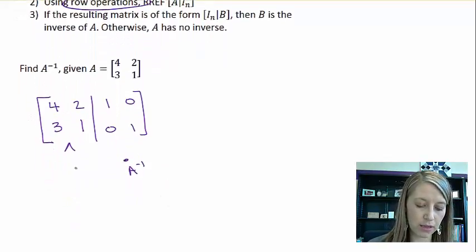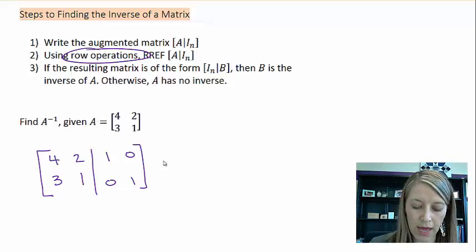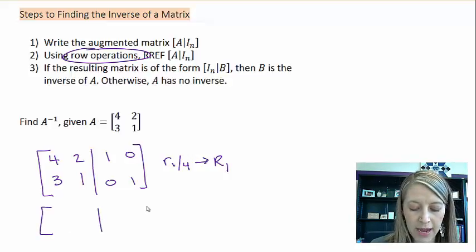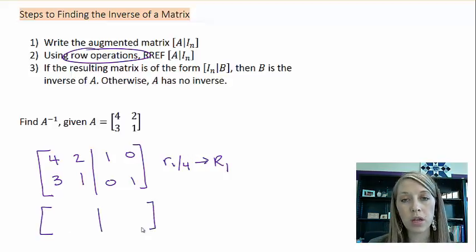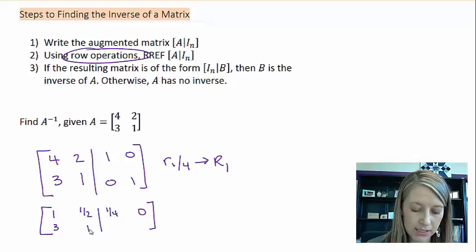All right, well, in this one, the very first thing that we most likely want to do is get a 1 where this 4 is. So the easiest way to do that is to take row 1 divided by 4 and put it back into row 1. Now that's going to give us some fractions, and a lot of times when you're doing inverse matrices, you're going to come up with fractions, and there's no way around it. So that's a 1, a 1/2, a 1/4, and a 0. And then my second row stays the same.